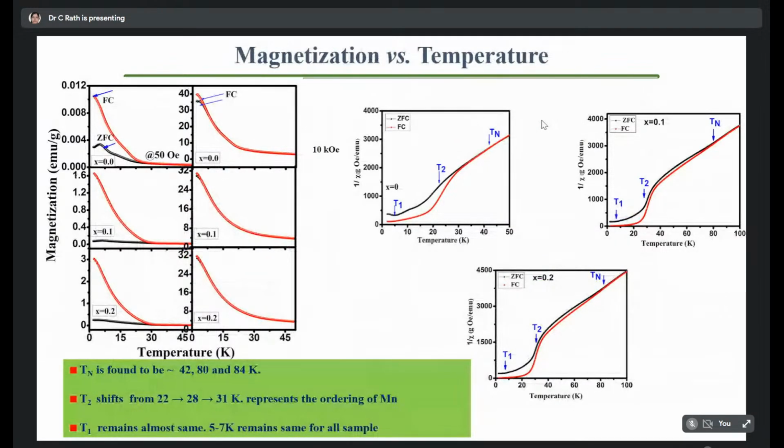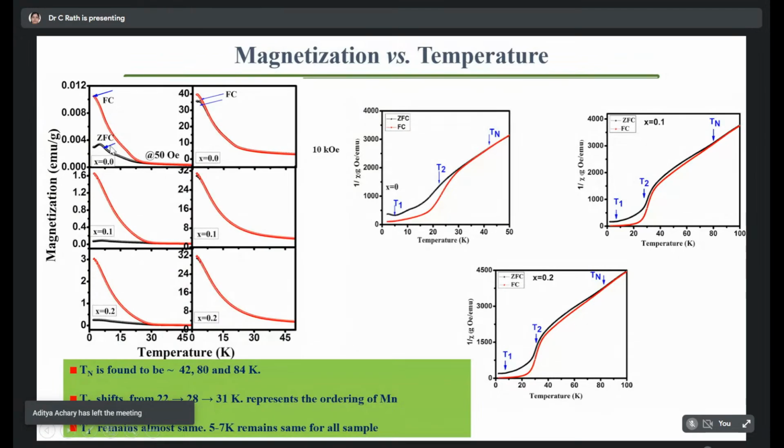Then we studied the magnetic behavior. We did magnetization versus temperature, where one can see that at 50 Oersted we have taken the field cooling. Field cooling means we cool the sample in the presence of 50 Oersted down to 2 Kelvin. And zero field cooling means we cool the sample without applying any magnetic field.